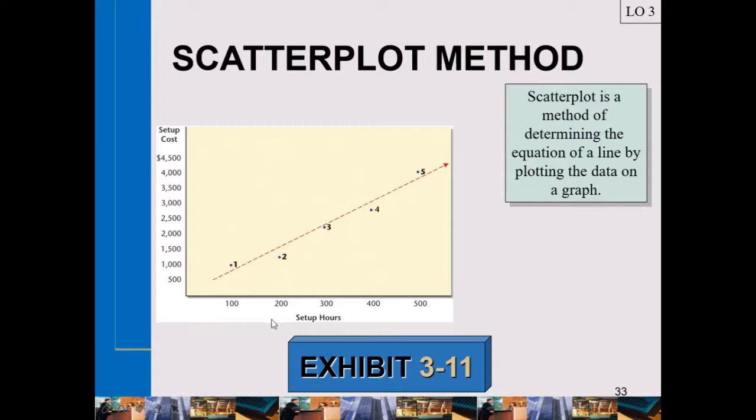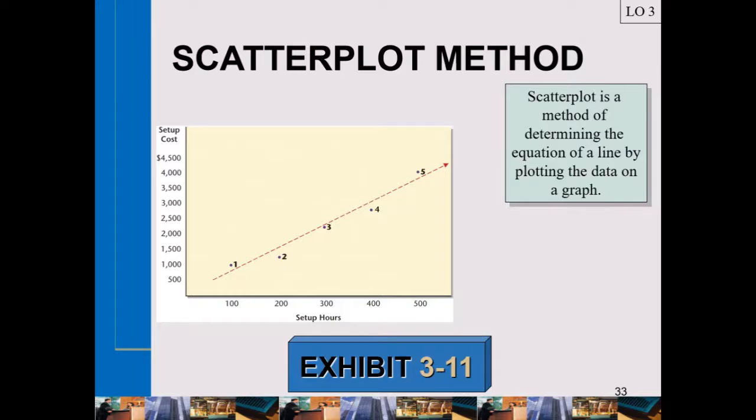In this example, point 1 has a cost of 1,000 and a quantity of 100. Then point 2 is 1,050 and 200, and so on and so forth. As you can see, it is not exactly a super straight line. However, you can see the relationship between your cost and your setup hours, in this case the setup hours being our activity driver. You can see a direct relationship, where the trend line is similar to our variable cost under the linear assumption.